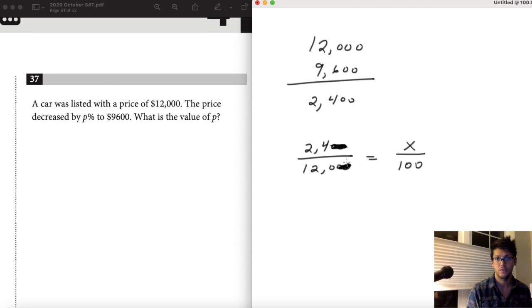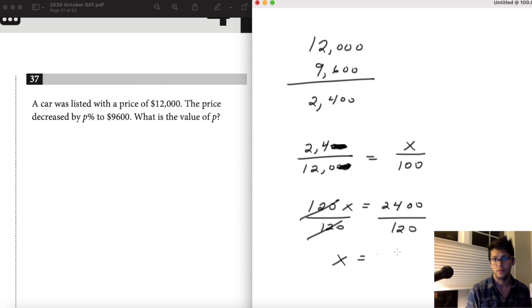120x equals 24 times 100, which is 2400. Divide both sides by 120, and you'll get x equals, what is this here? 240 over 12, which is 12 times, is that 20%? Yeah. It is 20%. X is 20%. Makes sense. It went down 20%.